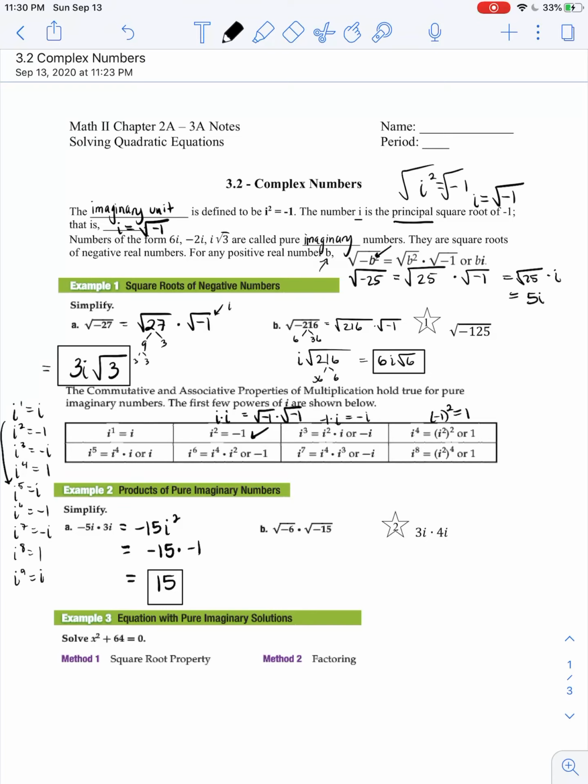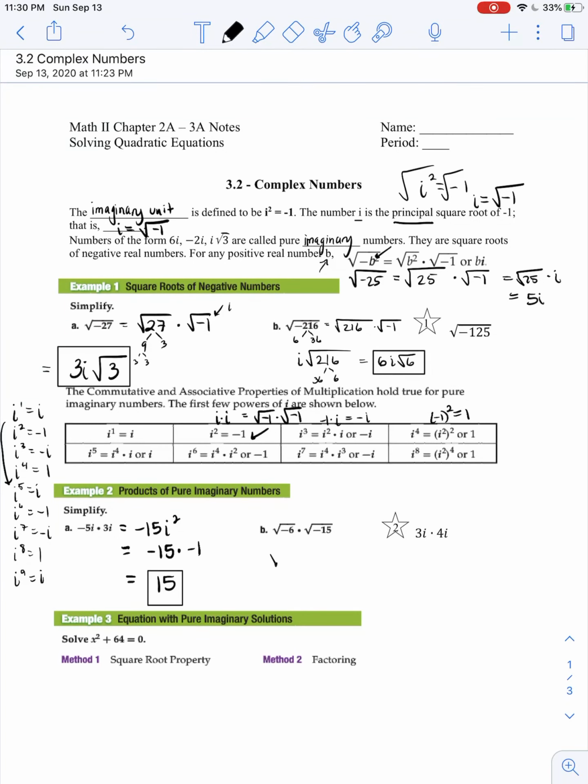And then part B, it's the square root of negative 6 times the square root of negative 15. And you cannot just do the square root of negative 6 times the square root of negative 15 and say, oh, well, those make a positive. You cannot bring what's inside two radicals together if there's a negative in there. What I mean by that is, if it was positive 6 and positive 15, you could just go square root of 90. But that property does not hold for imaginary numbers.